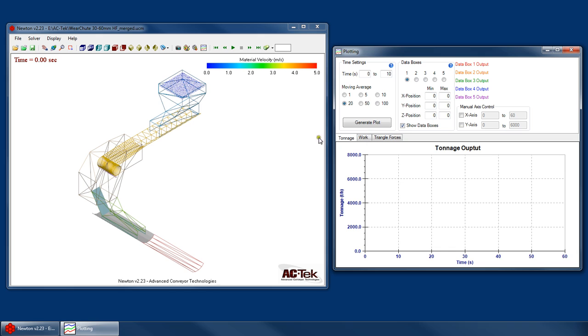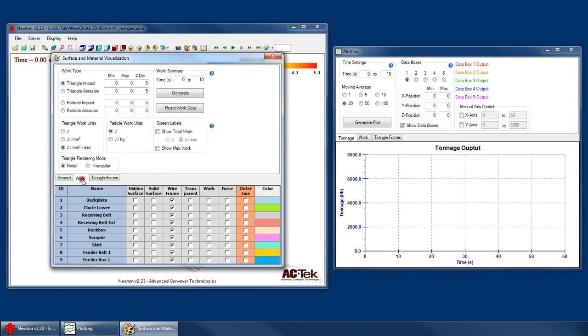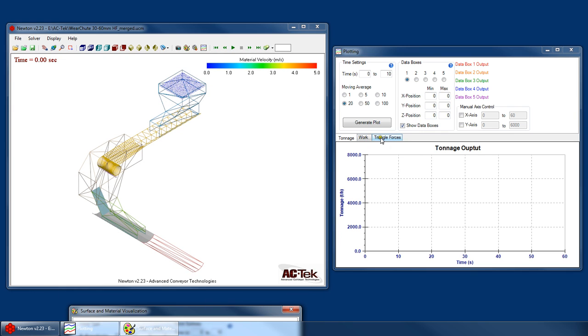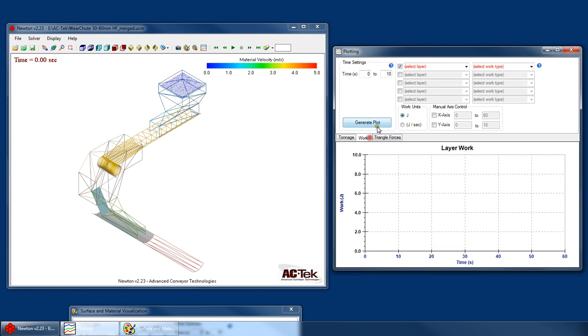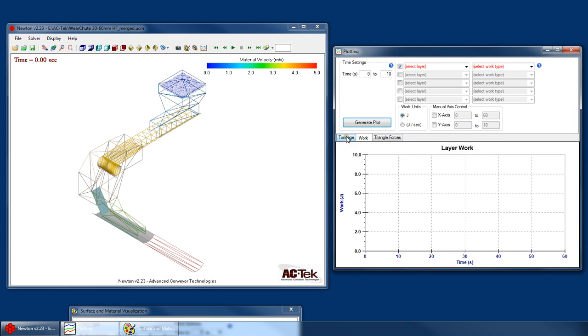One thing to note is that when we're plotting data in the plotting window, it's similar to when we're looking at wear or force summaries in the SMV window. The tonnage, work, and triangle force data is encoded in the playback file, and in order to get at that data we have to generate a plot and allow Newton to plot that data one frame at a time.